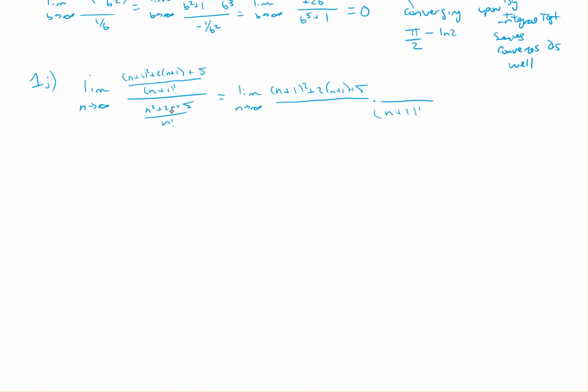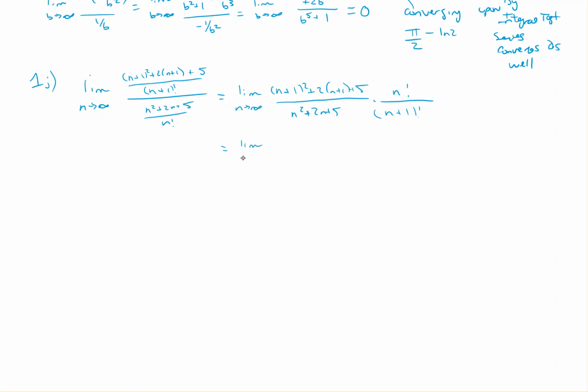Now I'm going to take the denominator and multiply by the reciprocal. So the reciprocal is going to be n factorial over n squared plus 2n plus 5. I'm going to put the n factorial here, and I'm going to put the n squared plus 2n plus 5. You don't have to do this in one step. I did it in two steps earlier, but this is just going to be easier for us to see.